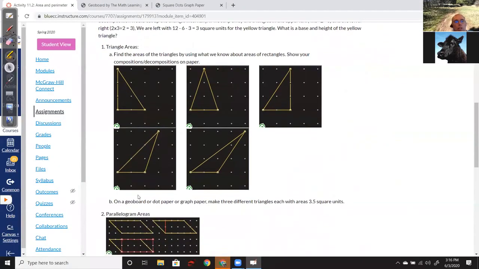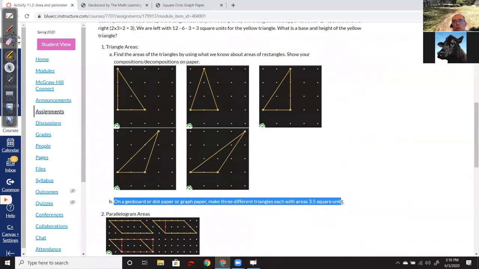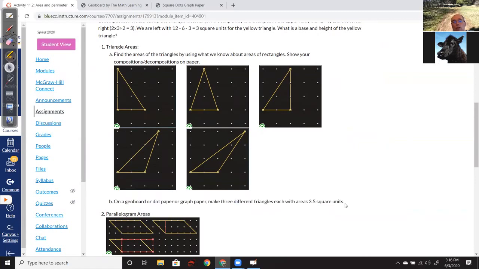The next one says, on a geoboard, dot paper or graph paper, make 3 different triangles that each have areas of 3.5. Now, the catch there is we have to use only the vertices of the geoboard, dot paper, or graph paper. We can't make a fractional height. And I didn't mention that the other day, but that's the point of using a geoboard. You can only work with whole number bases and heights at first. At least the horizontal and vertical distance are whole numbers.